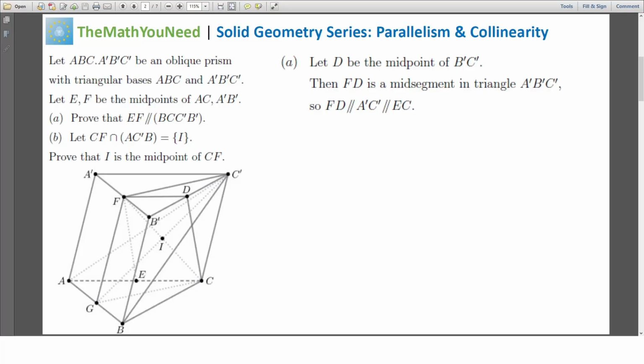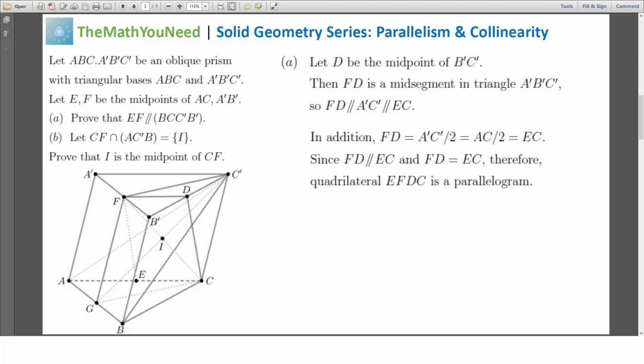Part A. Let D be the midpoint of B prime C prime. Then clearly FD is the midsegment in triangle A prime, B prime, C prime. So we have FD is parallel to A prime, C prime, which is parallel to EC. In addition, we have FD is equal to 1/2 of A prime, C prime, which is equal to 1/2 of AC, which is equal to EC.